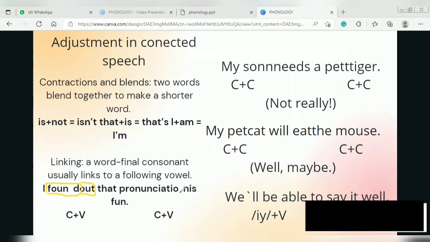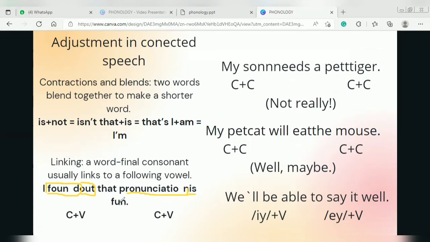That pronunciation is another linking, as I found out. The pronunciation is found. We can also have consonant plus vowel to link this type of words, and also we have another consonant plus vowel. So we have other rules of this linking.